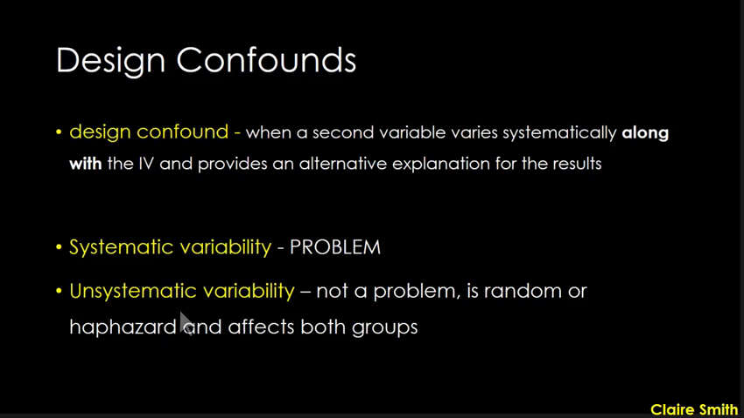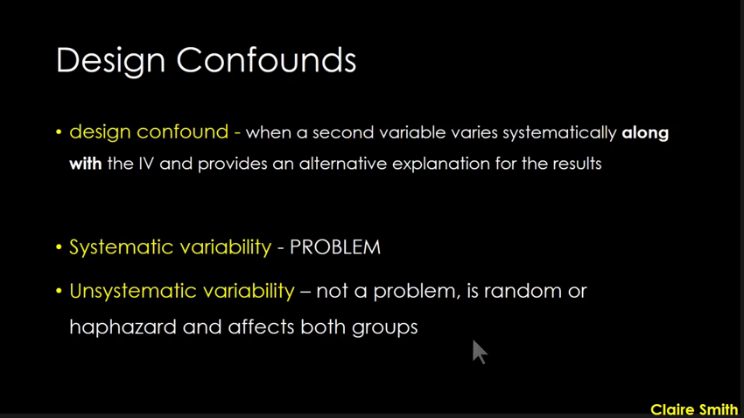So in not all experiments, but in some experiments, we're going to have some unsystematic variables, like who the participants are, that we can't necessarily control exactly for. But if it's unsystematic, so it's not changing every single time along with the independent variable, then it's not necessarily a problem. Only when we have a confound that's systematic in variability is there a problem and an actual confound in the experiment. So unsystematic variability, not a problem. It's just kind of random or haphazard, and it affects both groups.